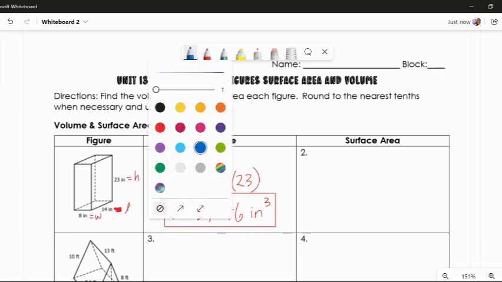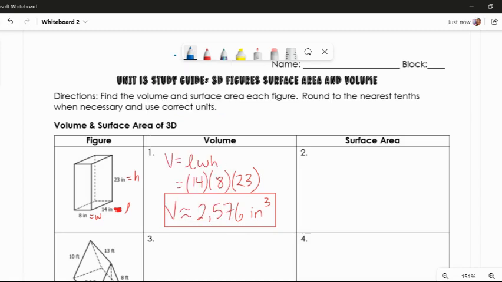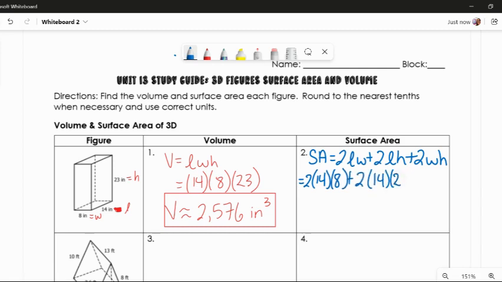Okay, let's try our next one. Make sure that pen is skinny too. Maybe that'll work. Okay. And now they want the surface area. My formula for surface area of a rectangular prism is 2 length times width plus 2 length times height plus 2 width times height. Okay, I have all my numbers, so I'm going to go plug them in. That's going to be 2 times 14 times 8 plus 2 times 14 times 23 plus 2 times 8 times 23.